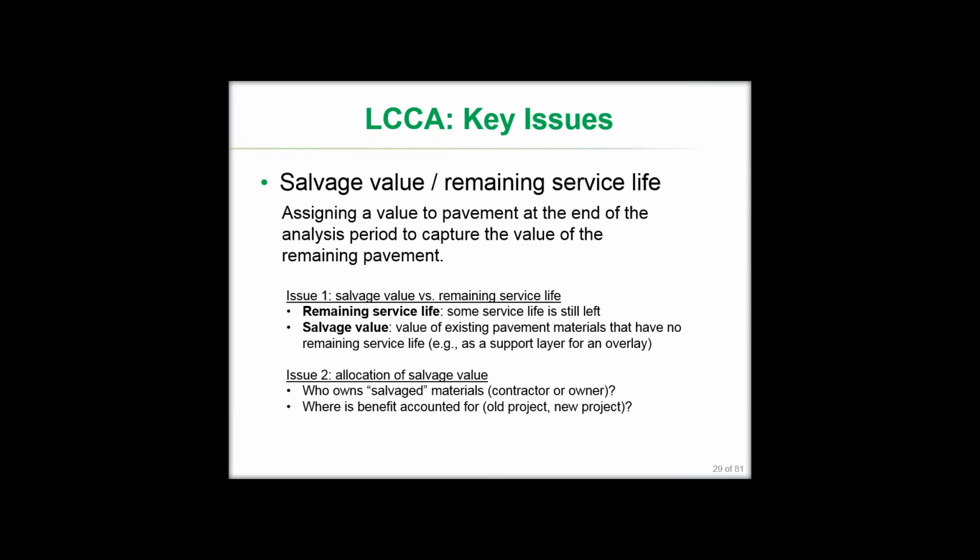So you could assign a value to remaining service life, the idea that the pavement at the end of the analysis period can still be used and driven on and it has a remaining service life, and assign a value to that. And the other option that some agencies do is assign a value to just the pavement materials and assume or calculate that they have no remaining service life, so the value is just specifically for the materials that remain in place. So a couple different ways of doing that.